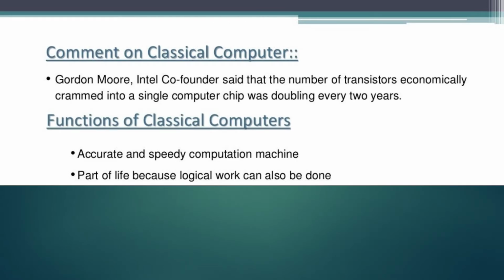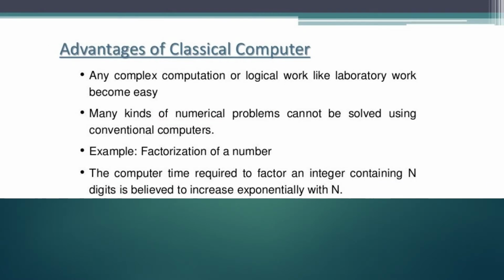Comment on classical computer. Gordon Moore, the Intel co-founder, said that the number of transistors economically crammed into a single computer chip was doubling every 2 years. Functions of classical computers. Accurate and speedy computation machine. Part of life because logical work can also be done. Advantages of classical computer. Any complex computation or logical work like library work become easy.